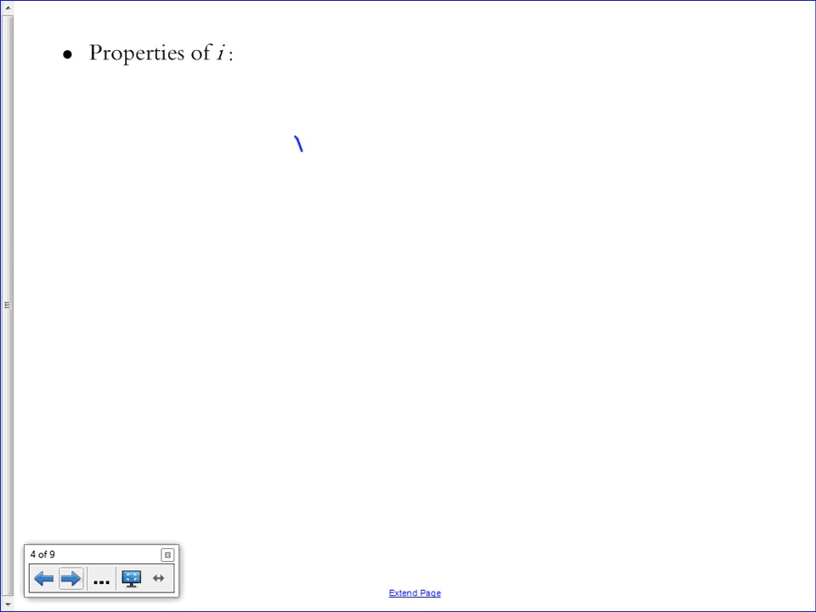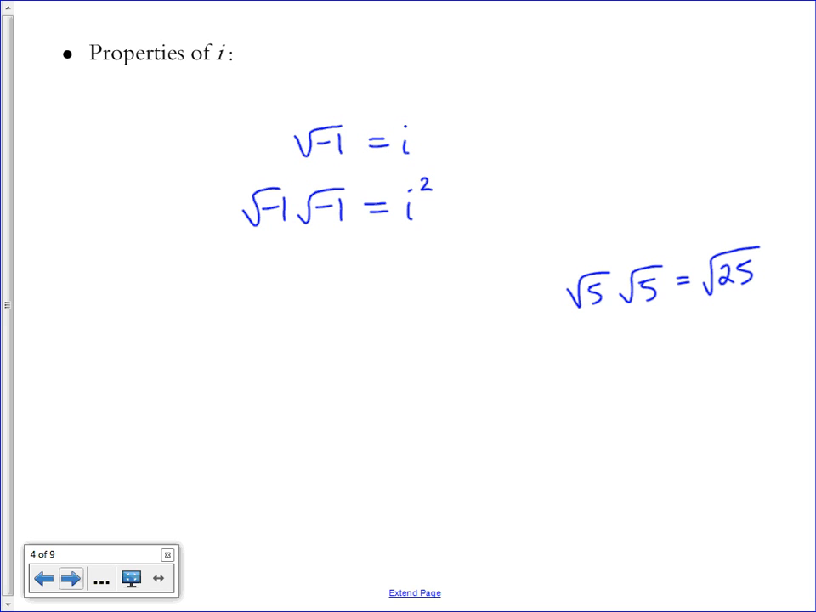So as you know, the square root of negative 1 stands for i. If you extend things that you know about square roots, you might think of i squared as the square root of negative 1 times the square root of negative 1. Well, if we've learned anything about square roots, if you have something like the square root of 5 times the square root of 5, it ends up being the square root of 25, because of the product property. And the square root of 25 is just 5.